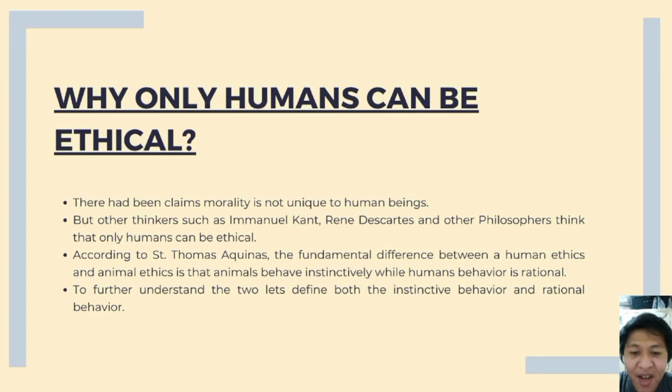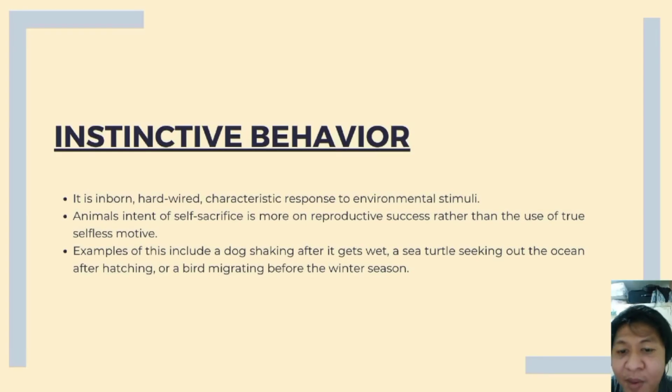According to Saint Thomas Aquinas, the fundamental difference between human ethics and animal ethics is that animals behave instinctively, while human behavior is rational. To further understand the two, let's define both instinctive behavior and rational behavior. Instinctive behavior is an inborn, hardwired characteristic response to environmental stimuli. An example of this is when a cat meets a dog. Its instinctive behavior is to run or find something that guards it, or even dare to fight against the dog.